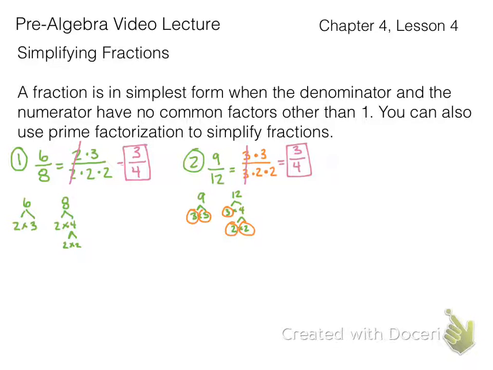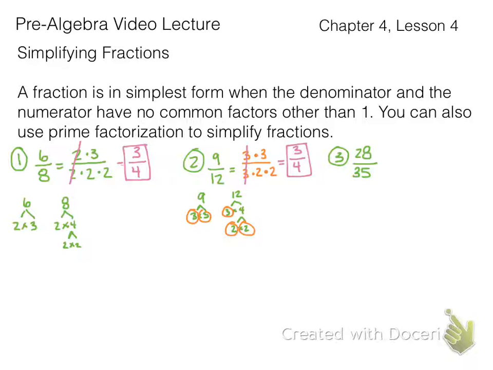So the 3's go on top. 3 times 3 is 9. 3 times 2 times 2 is 12. We're going to cancel out the 3's on the top and the bottom. So 1 3 on the top, 1 3 on the bottom, which remains a 3 on the top and 2 4's on the bottom. And therefore, we do have a final answer of 3/4.